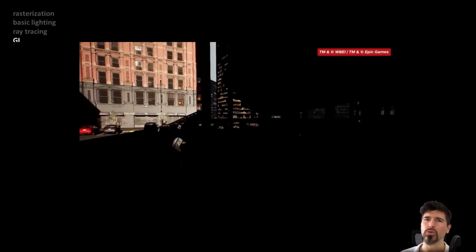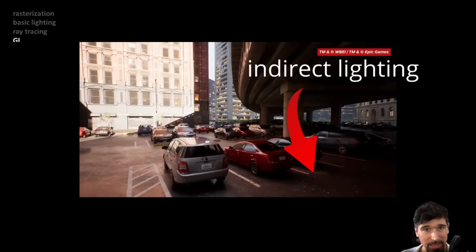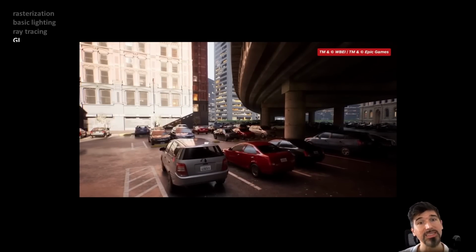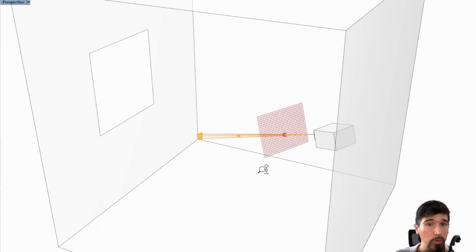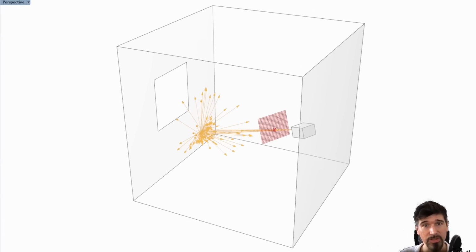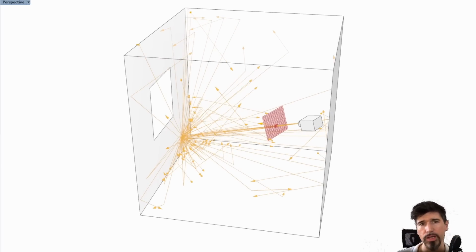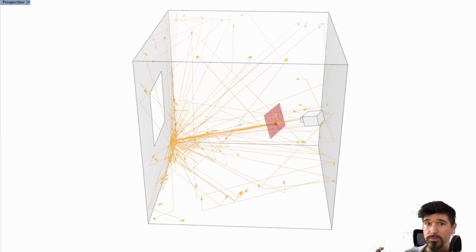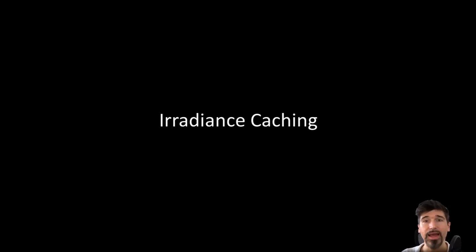But in most real scenes, the direct lighting is easy to calculate. It's the indirect, the light that bounces off walls, floors, ceilings, that becomes expensive to calculate. And while irradiance is a great way to approximate how much light hits a surface, computing it with path tracing requires shooting dozens of rays per point. That's where this next idea comes in, one that changed how indirect lighting was handled for years. And that is irradiance caching. So, how does it work?